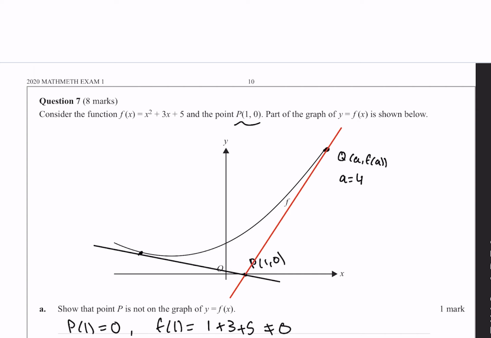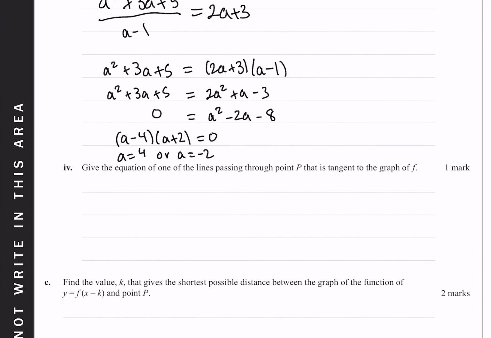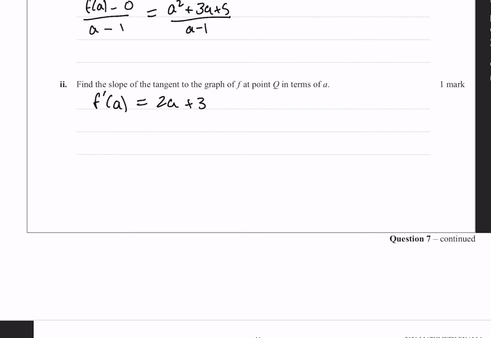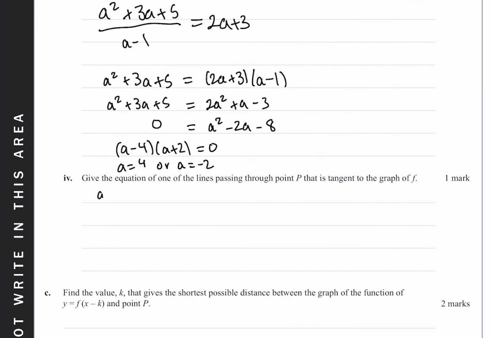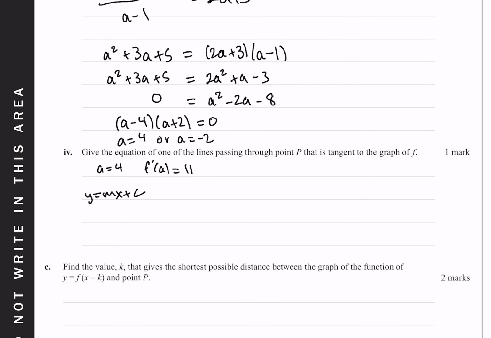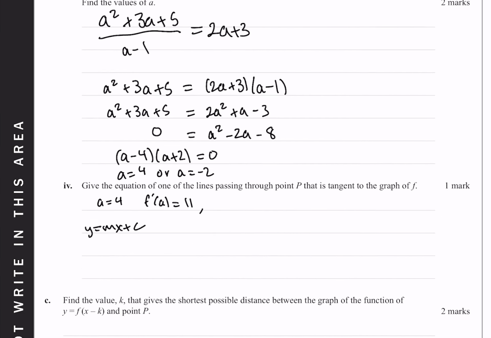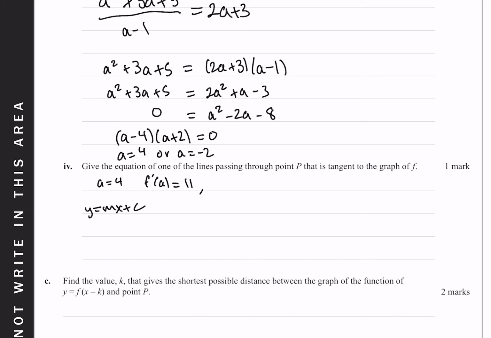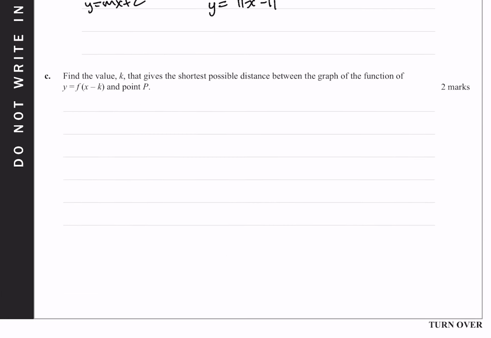So there are two tangents of f that could go through the point P, but we're going to use the one we originally started with, which is a equals 4. And we know that the derivative of f with respect to a is 2a plus 3, so f dash of a equals 11. And then we have the point P, which it passes through, which has an x value of 1 and a y value of 0. So then we sub all of those in to find what c of y equals mx plus c is. And we have c equals negative 11. So we get y equals 11x minus 11.